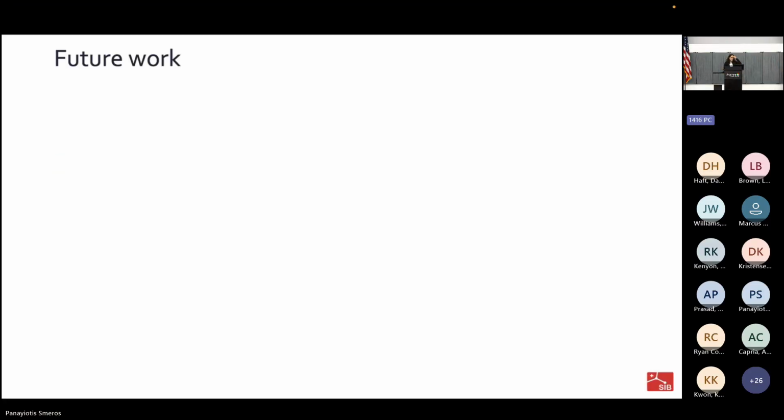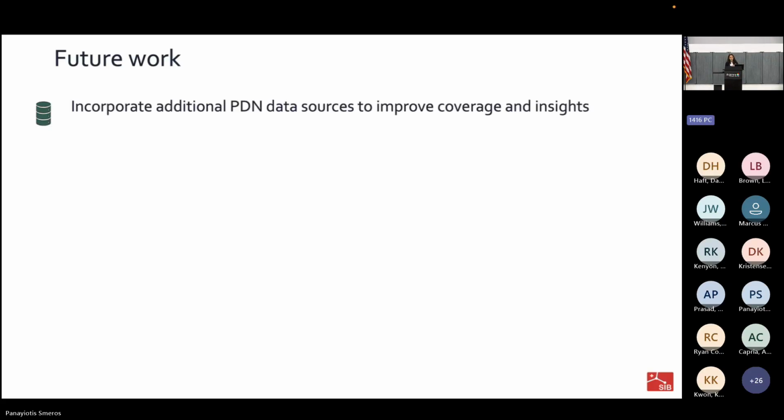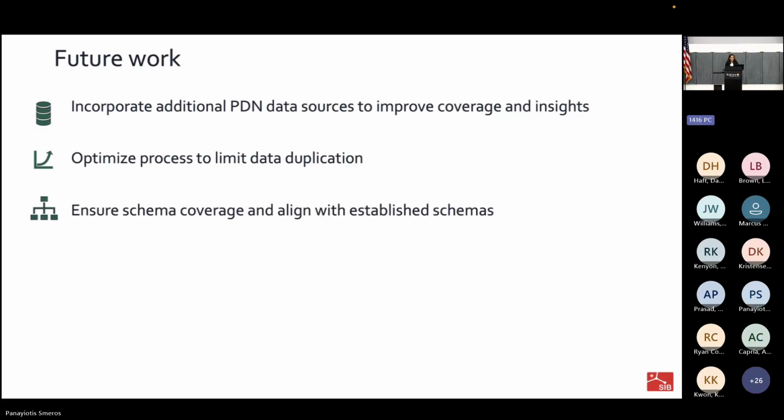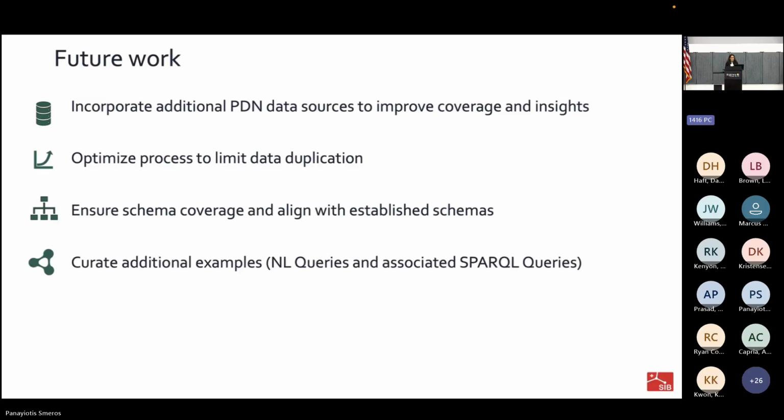So yeah, this is kind of in line with other work that we've been doing. It's something called Xfuzzy GPT, which has other resources that you can query in the same way. But what we'd like to do is incorporate additional PDN data sources and potentially from other BRCs as well to improve the coverage of the tool. We'd like to also optimize the process to limit data duplication and not end up with this huge graph. Also, probably changing a bit the schema profile to be aligned with the new data that's added.